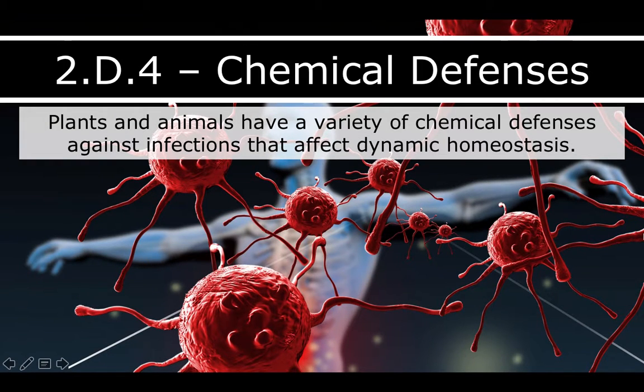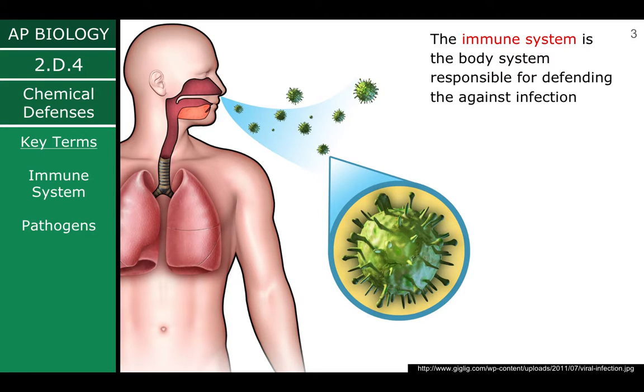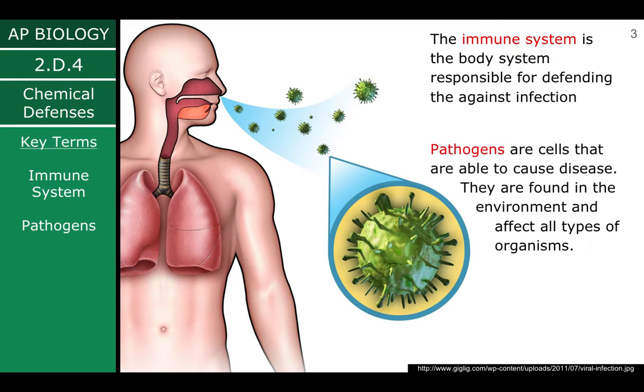Okay, last but not least, let's look at specific ways that our bodies and other organisms defend against infections that are going to affect our homeostasis. The immune system is a body system responsible for defending against infection. And pathogens are cells that are able to cause disease. They're found in the environment and affect all types of organisms.